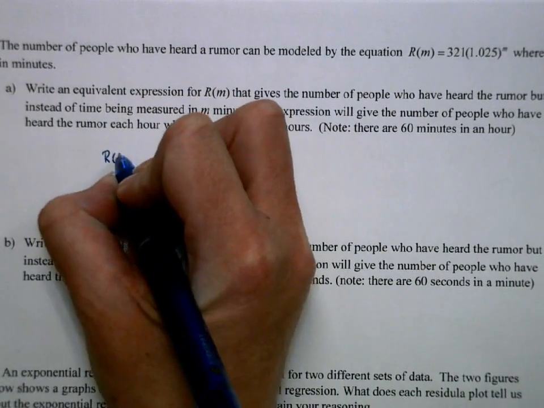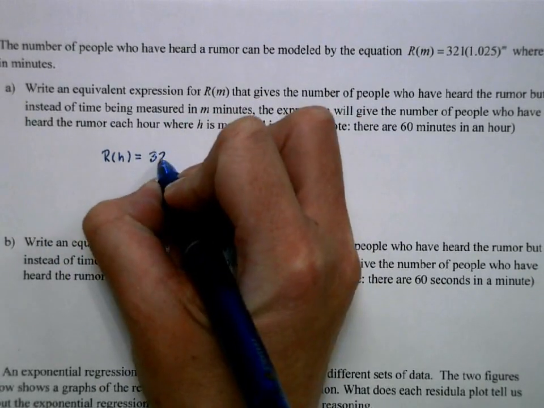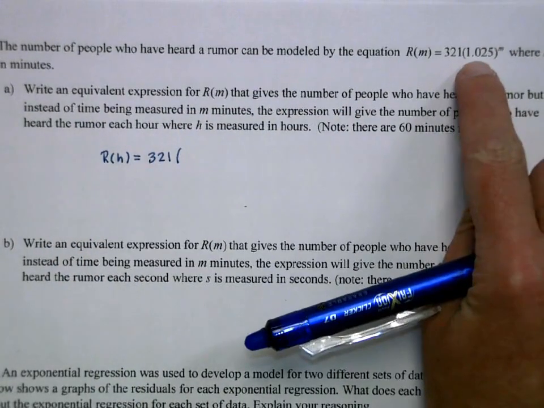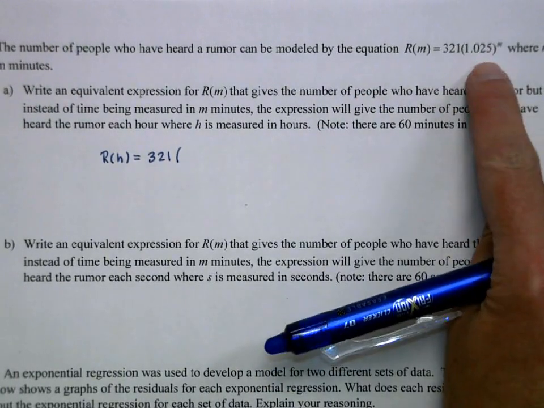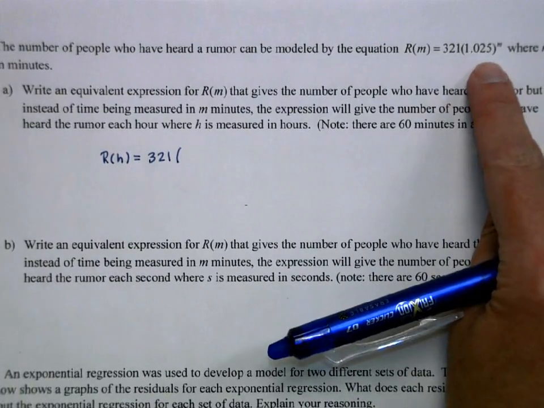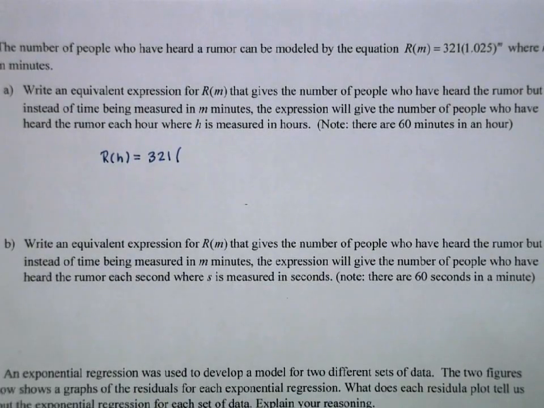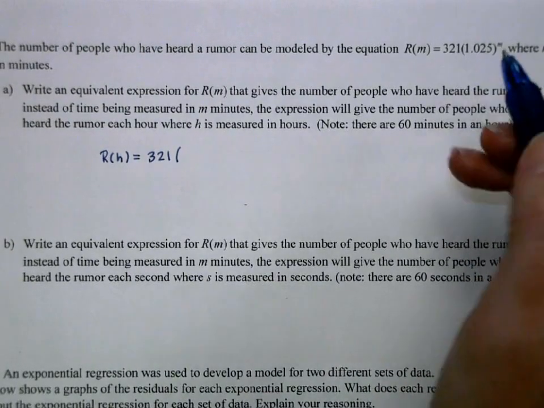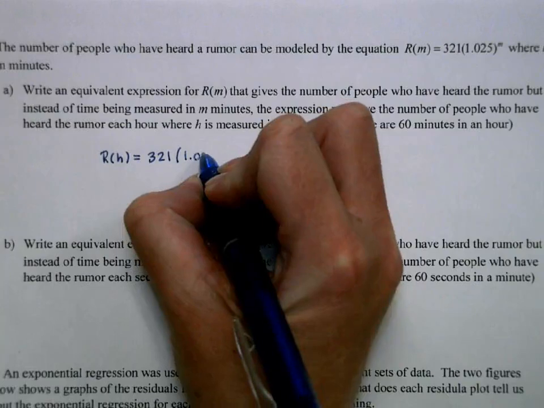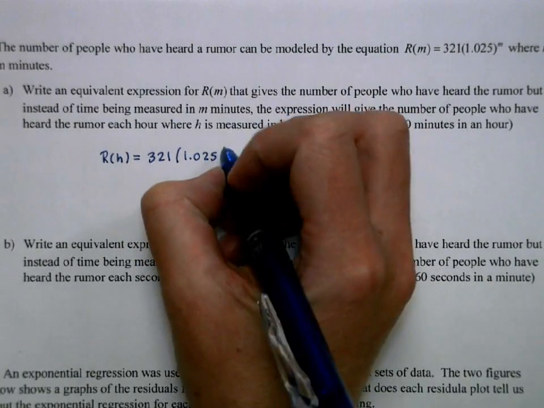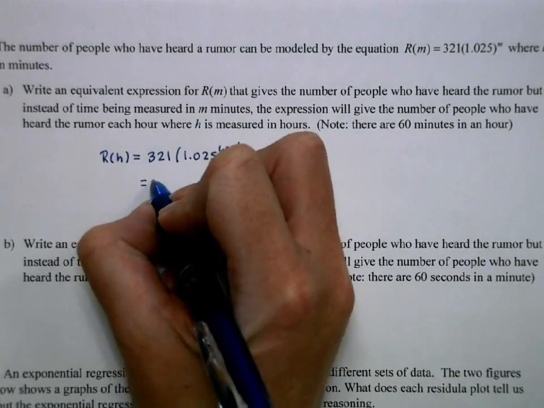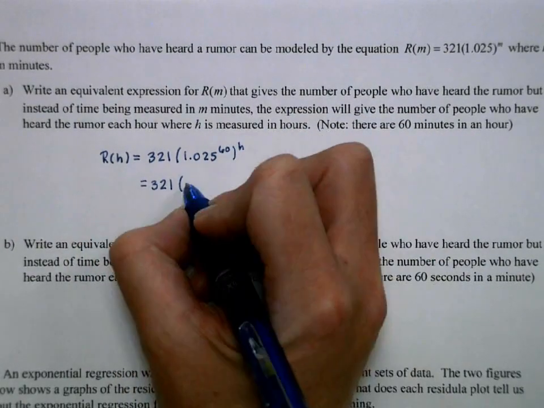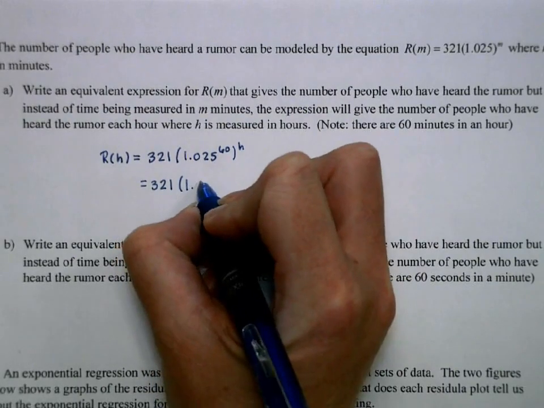Okay, but if we're doing this every minute and we're doing this for an hour, that means we're doing this 60 times, not times 60, but we're doing 1.025 times this, times this, times this repeatedly. So it's going to be 1.025 to the 60, because in an hour we're going to be doing that 60 times. So I can rewrite that as 60h.